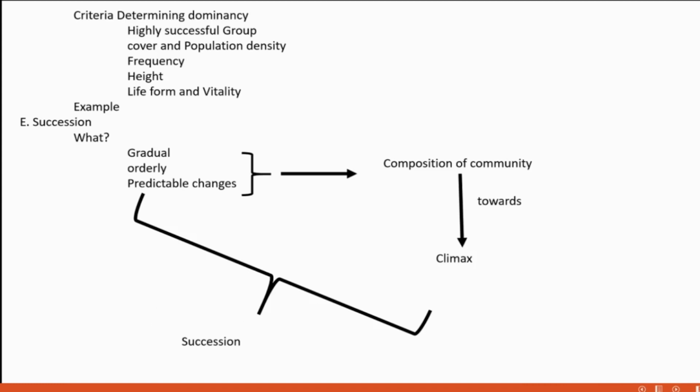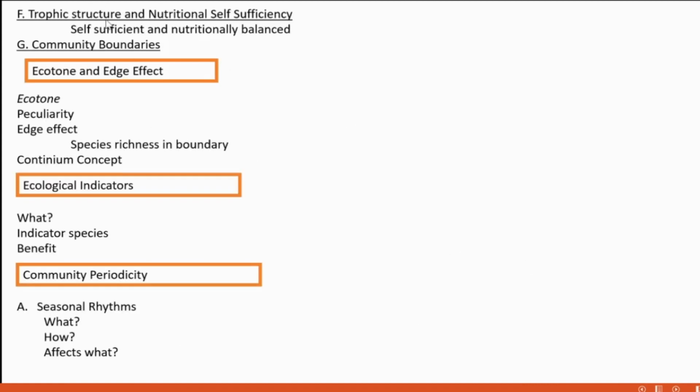That process is gradual, orderly, and predictable changes that happen to the composition of a community, which helps that community to attain climax. The trophic structure and nutritional self-sufficiency: a community is self-sufficient and nutritionally balanced, then only it can be stable.